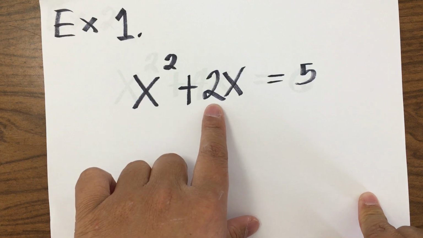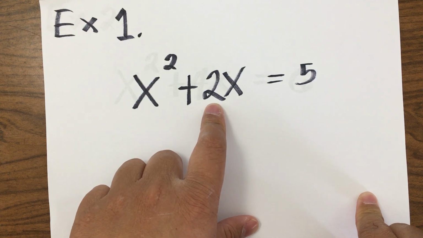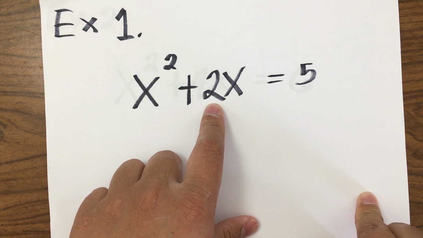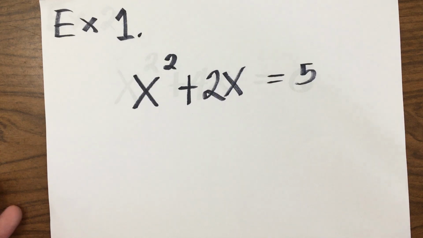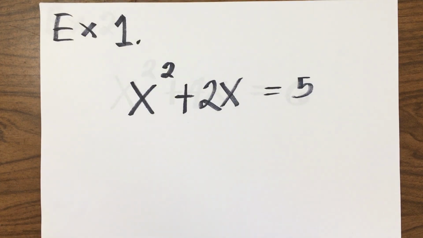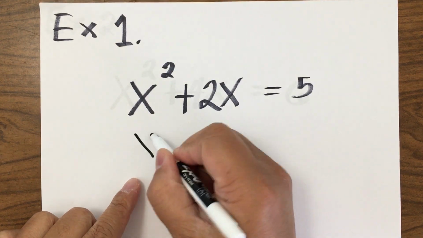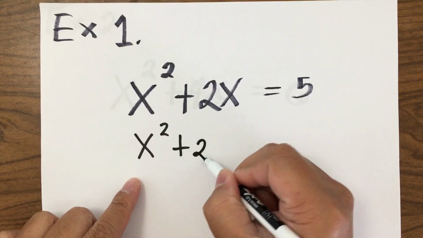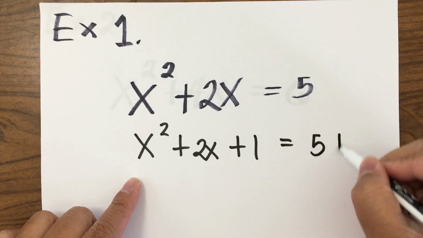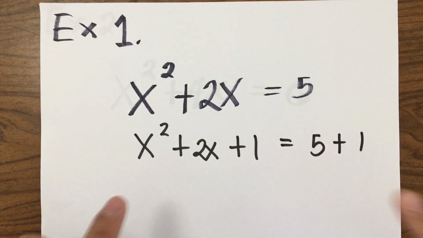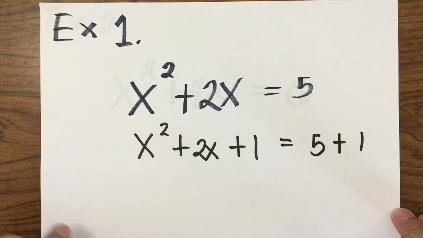So 2 is the number, you divide it by 2. 2 divided by 2 is 1. And then you multiply it by itself. 1 times 1 is equal to 1. And that is what you're going to add to both sides of the equation. So you have x squared plus 2x plus 1 is equal to 5 plus 1. So we have to add it on both sides to keep the equation equal.